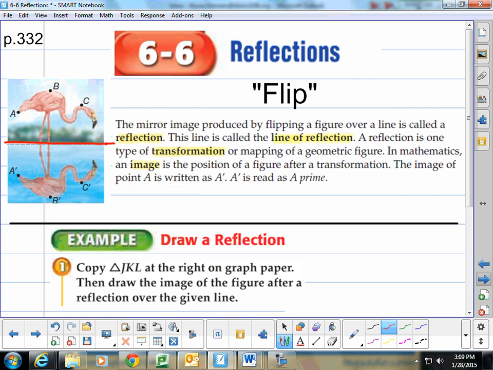A reflection is one type of transformation. We talked about transformations, and we'll talk about them a little bit more tomorrow, with how things are moved, the mapping of a geometric figure. In math, an image is the position of a figure after the transformation. If you remember from scale factor, we had our original point A, and after we changed the scale, we called it A prime.